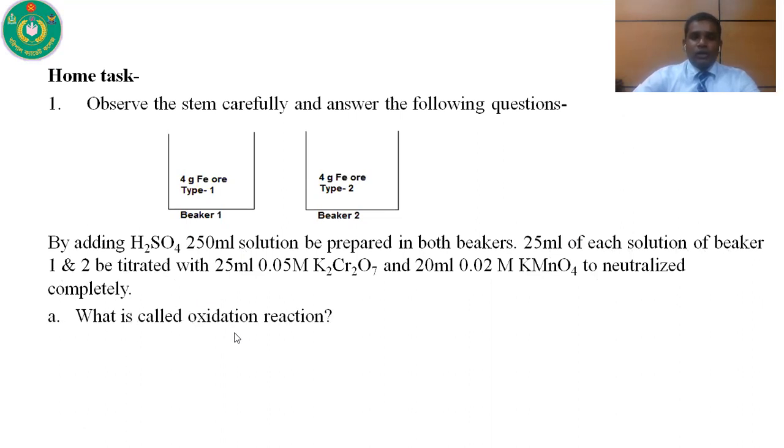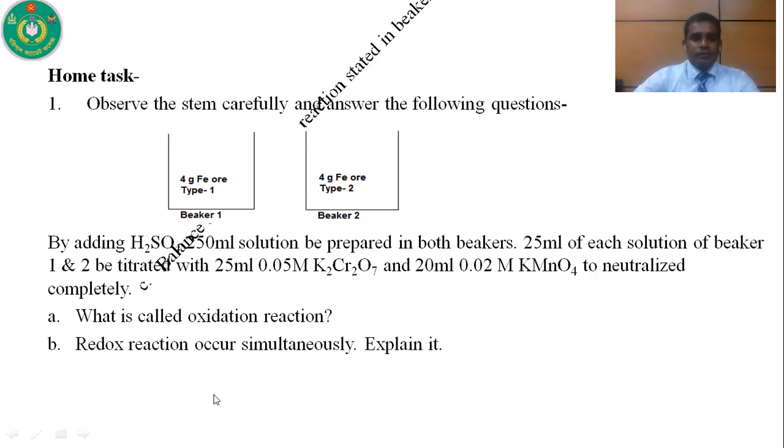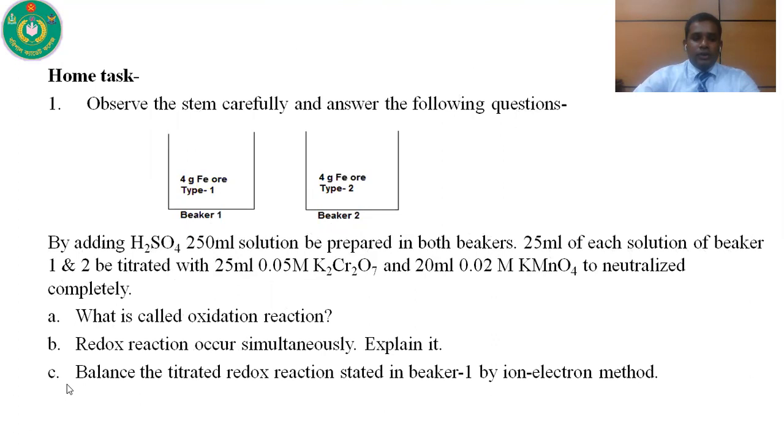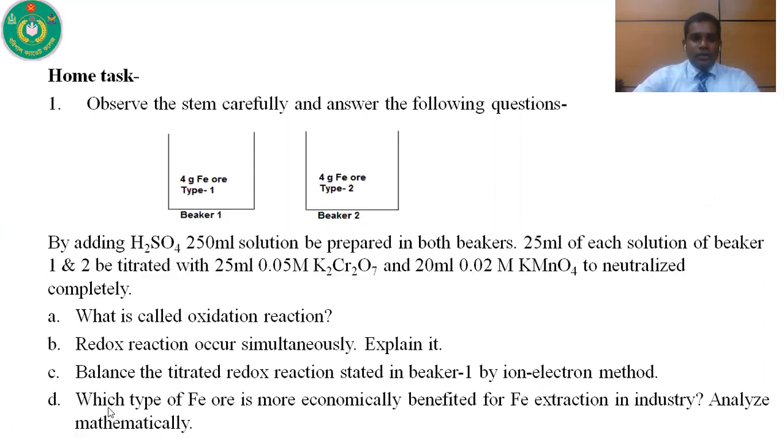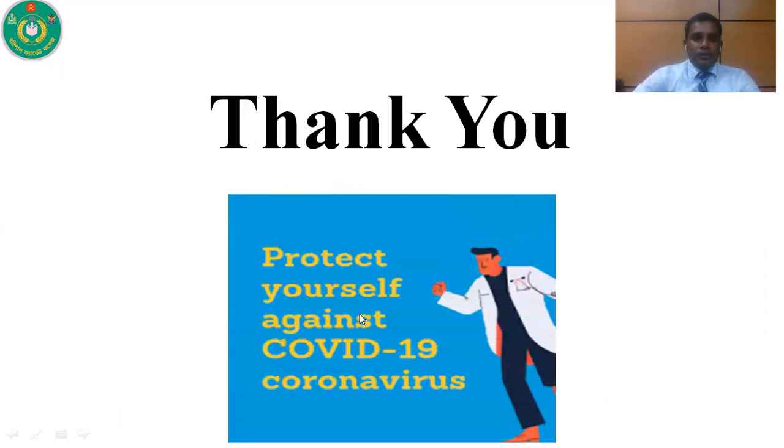So first question is, what is called oxidation reaction? Second one, redox reaction occurs simultaneously. Explain it. Number 3, that means C, balance the titrated redox reaction stated in beaker 1 by ion electron method. And D, which type of iron ore is more economically beneficial for iron extraction in industry? Analyze mathematically.